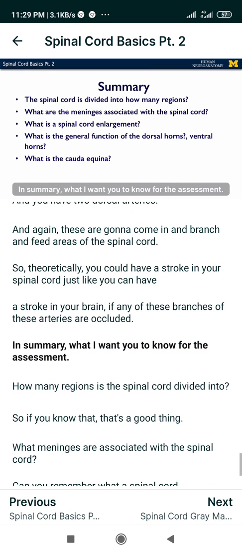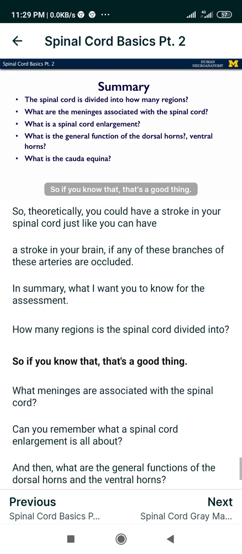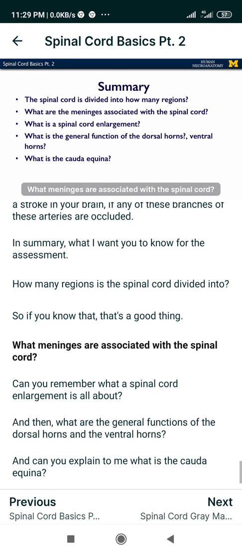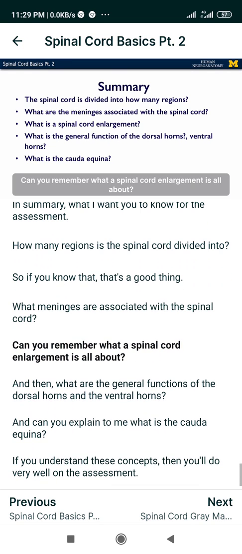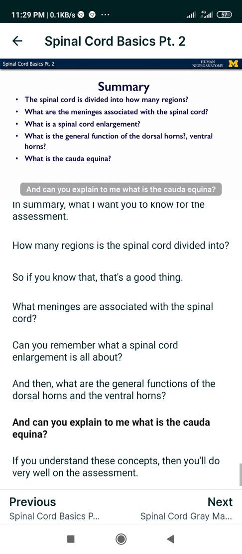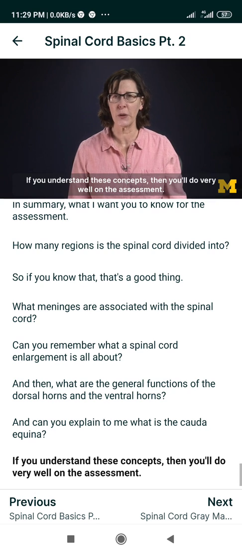In summary, what I want you to know for the assessment: how many regions is the spinal cord divided into? If you know that, that's a good thing. What meninges are associated with the spinal cord? Can you remember what a spinal cord enlargement is all about? And then what are the general functions of the dorsal horns and the ventral horns? And can you explain to me what the cauda equina is? If you understand these concepts, then you'll do very well in the assessment.